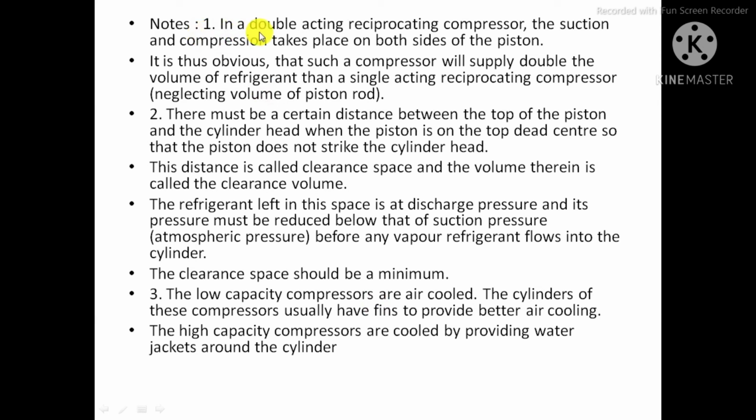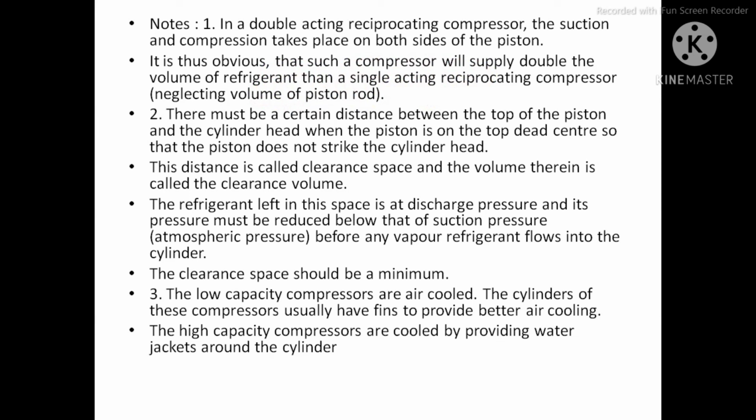First, in a double-acting reciprocating compressor, suction and compression take place on both sides of the piston. So as you know, if the piston is of double acting type, then the suction and compression will happen on both sides of the piston. It is thus obvious that such a compressor will supply double the volume of refrigerant of a single acting reciprocating compressor. So the double acting cylinder has the benefit that it supplies double the volume of refrigerant.